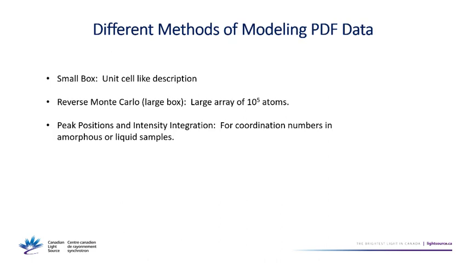So as a big overview, there's kind of three different things you can do with a PDF. There's what we call the small box modeling, and that's kind of like a unit cell-like description. So it's kind of like doing a Rietveld refinement in real space. There's also the reverse Monte Carlo that I'm going to talk about, which is sometimes also called the large box, which uses very large atomic configurations to do the modeling. And I'll spend a lot of time on that because it's a little bit more complicated. And then there's also something you can do for amorphous materials, liquids, where you can just do a peak position intensity. And I'll talk about that a little at the end, of how you handle things that are not at all crystalline.